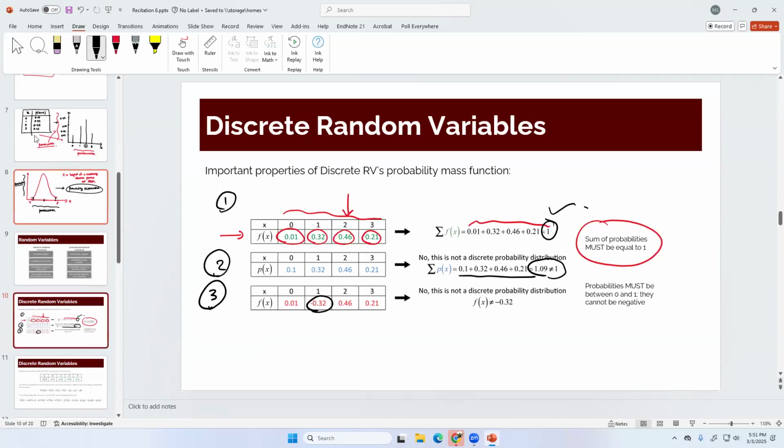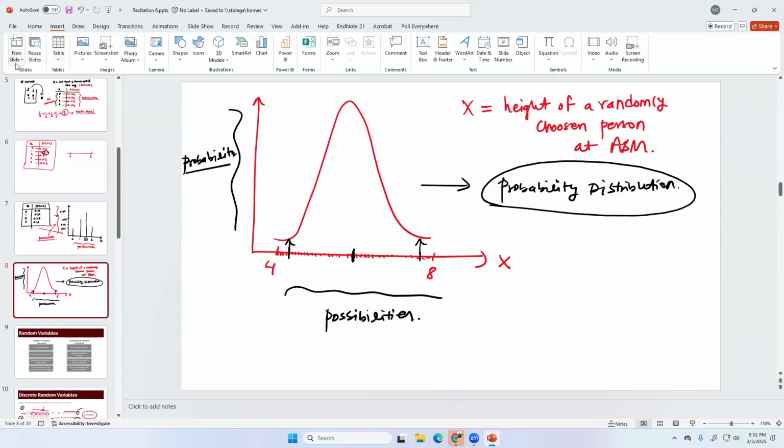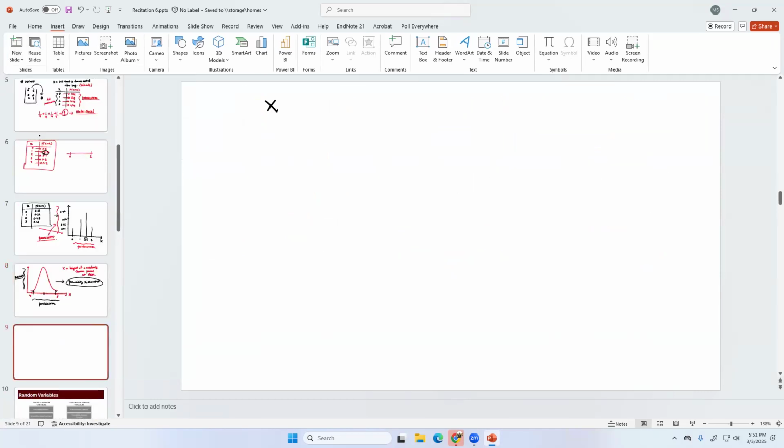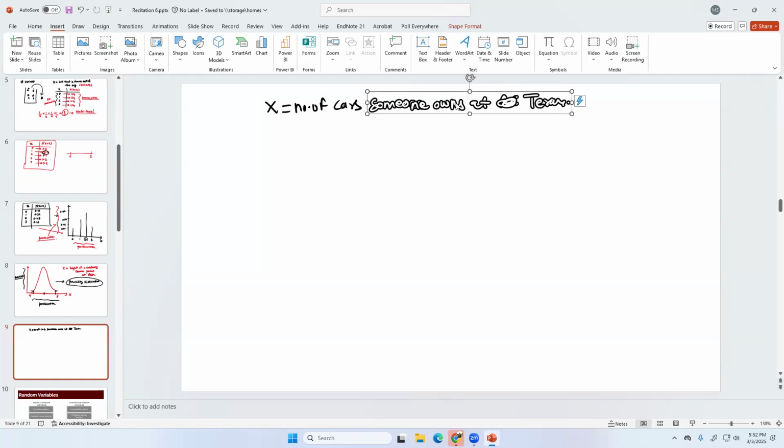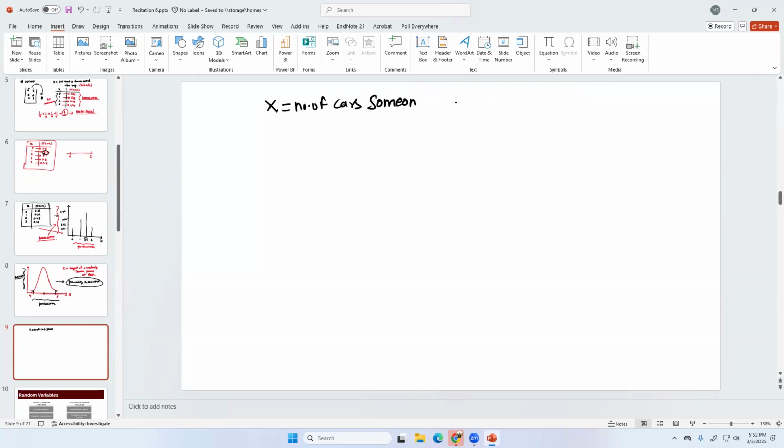Okay. One more thing you guys can be tested on is something like this. Let's say X is the number of cars someone owns at A&M or living in Texas. Okay, so why is my handwriting like this? Number of cars someone owns who lives in Texas. Let's say this is our context.